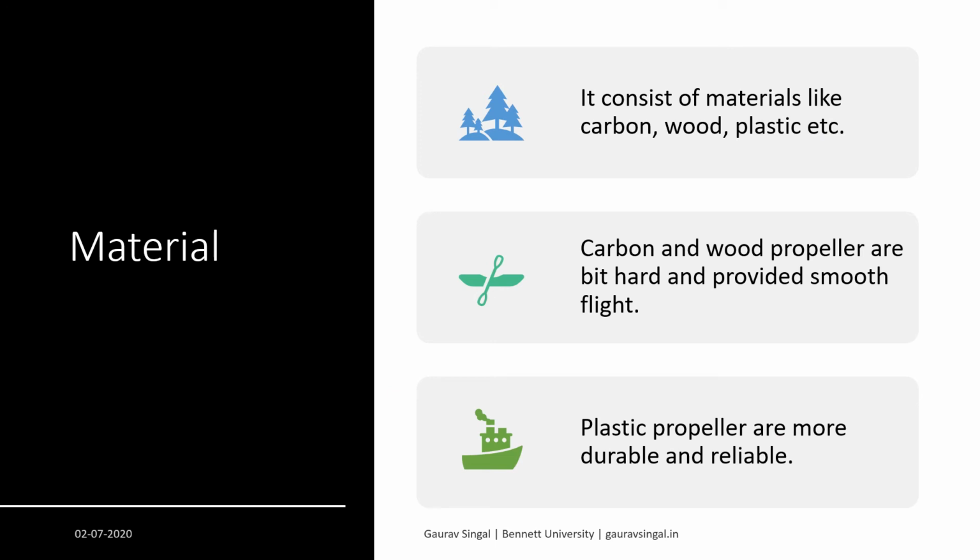So again there are multiple materials. It consists of materials, maybe carbon, wood, plastic. Carbon and wood propellers are a bit hard and provide smooth flight. Plastic propellers are more durable and reliable. It's very simple, it's a clear thing.